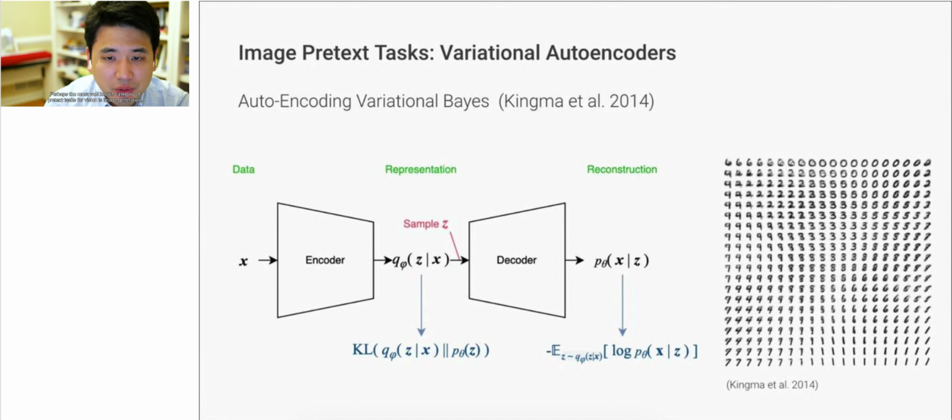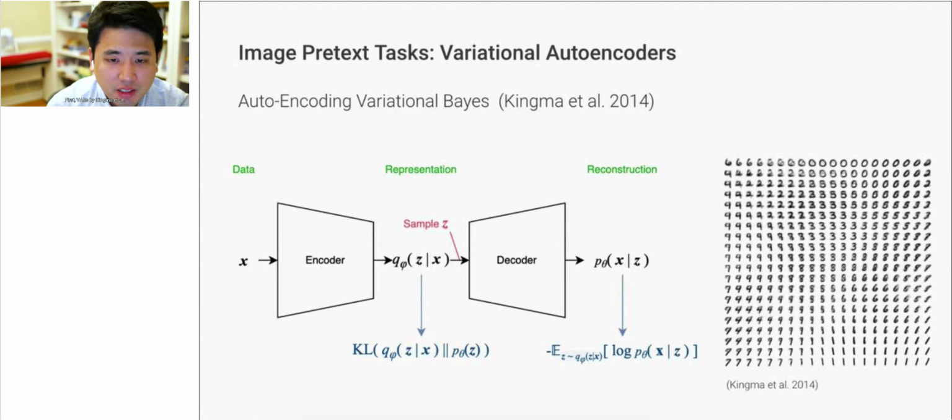Perhaps the most well-known category of pretext tasks for vision is image generation, thanks to VAEs and GANs. Image generation itself is an immensely broad field that deserves an entire tutorial or more, so we won't delve into too much detail, but we'll very briefly mention some major approaches for image generation that can serve as representation learning.